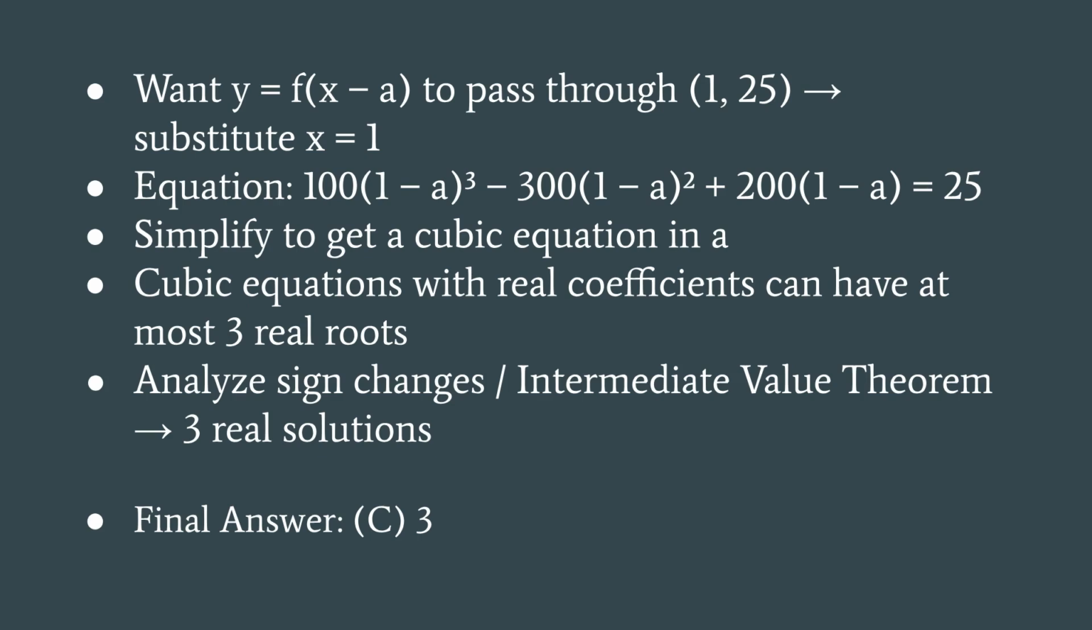Simplifying this equation leads to a cubic equation in a. A cubic equation with real coefficients can have at most 3 real roots. By analyzing the sign changes and applying the intermediate value theorem, we find that there are 3 real solutions for a that satisfy the equation. So the final answer is choice C, 3.